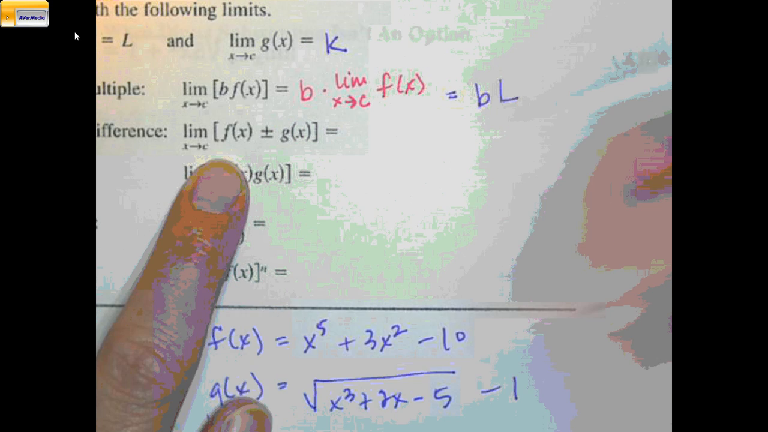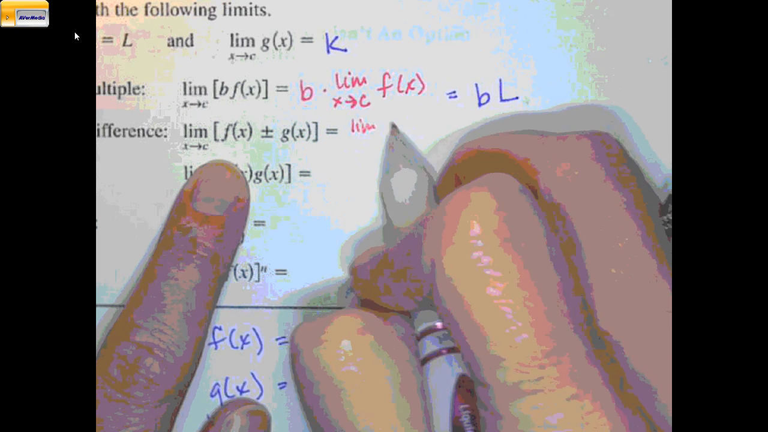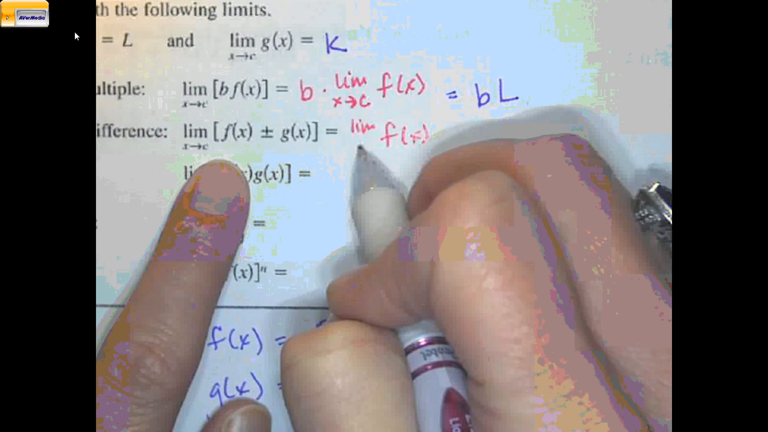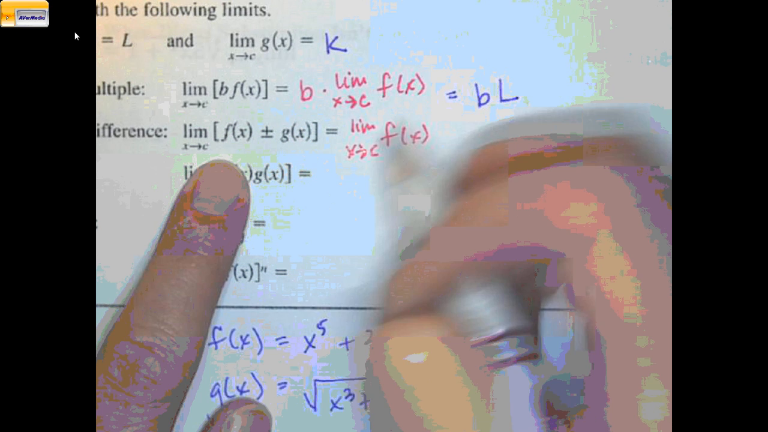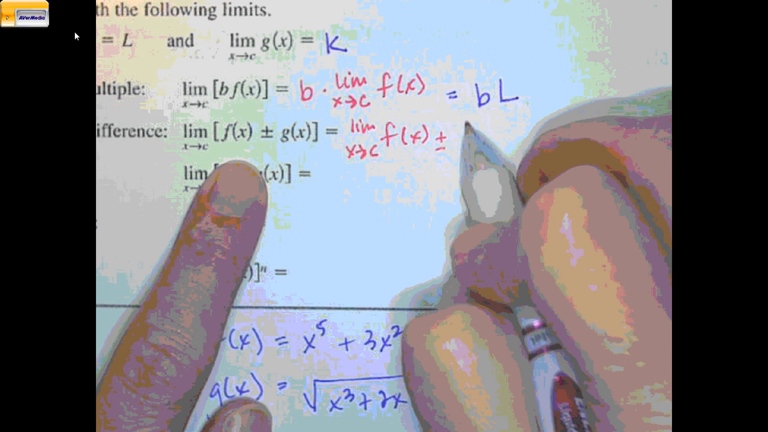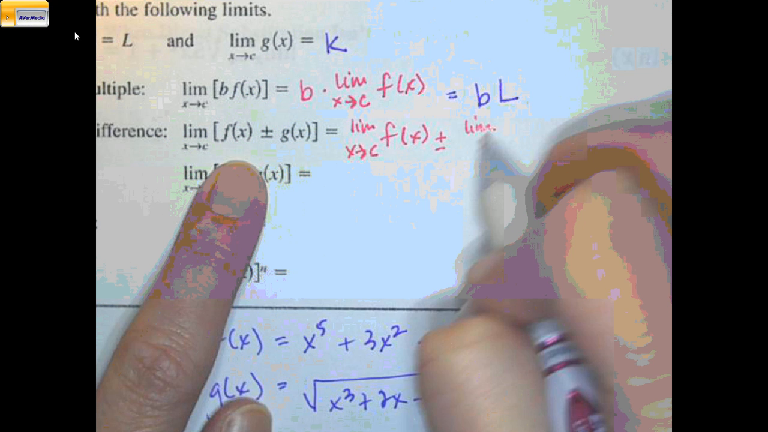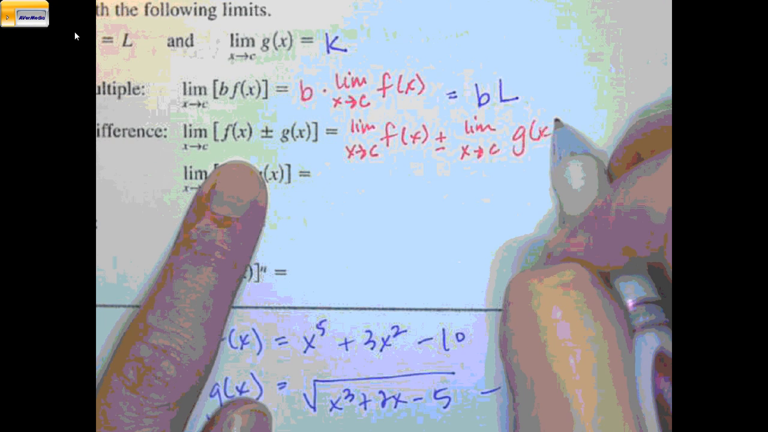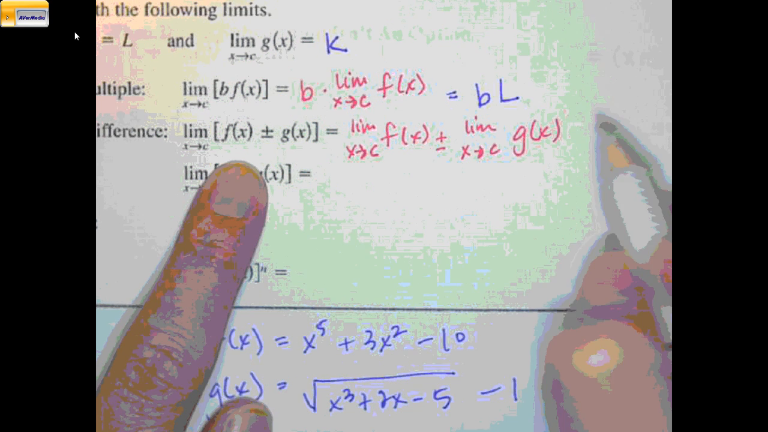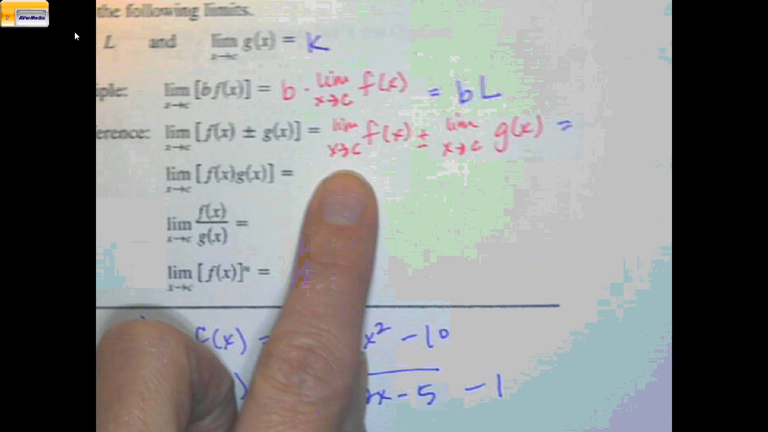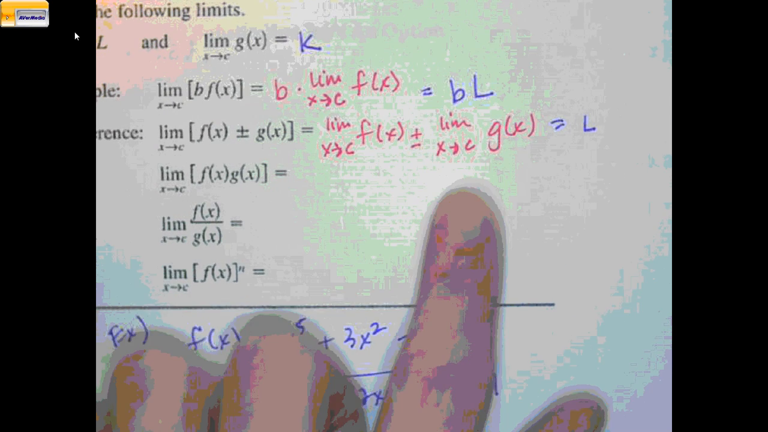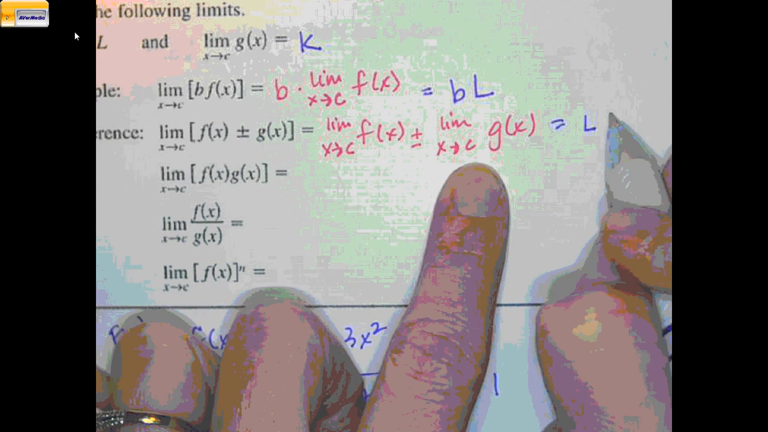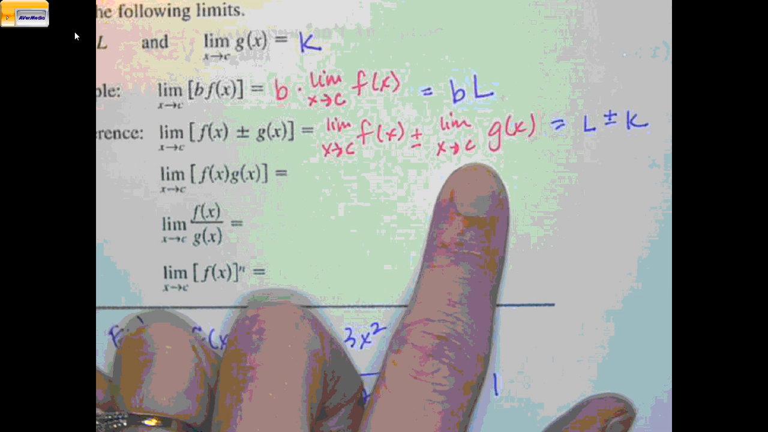And because this is my notes, I'm going to write this out this way. You can take the limit of f of x as x goes to c and add it, or subtract, whatever you're doing, to the limit of g of x as x approaches c. In other words, I know what the limit of f of x is. It's L. And I know what the limit of g of x is. It's k. So all you have to do is add or subtract those two numbers together.